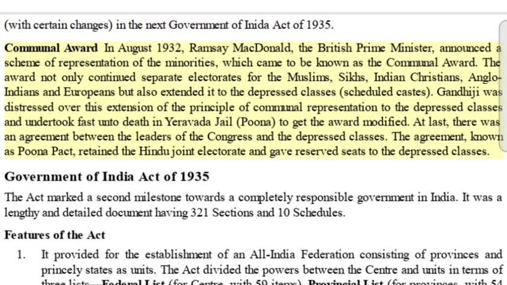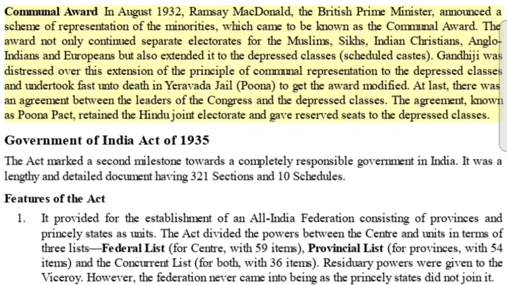Communal Award. In August 1932, Ramsay MacDonald, the British Prime Minister, announced a scheme of representation of the minorities, which came to be known as the Communal Award. The award not only continued separate electorates for the Muslims, Sikhs, Indian Christians, Anglo-Indians and Europeans but also extended it to the depressed classes, scheduled castes.